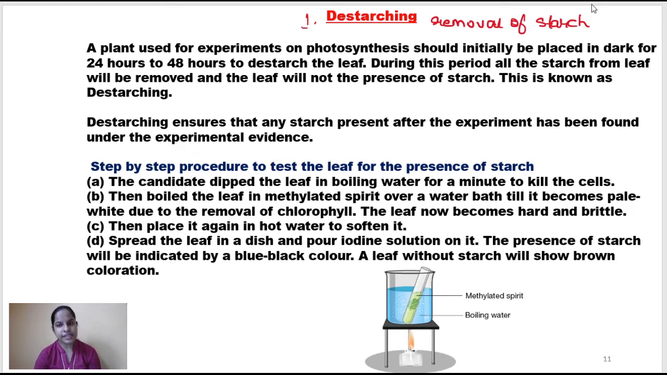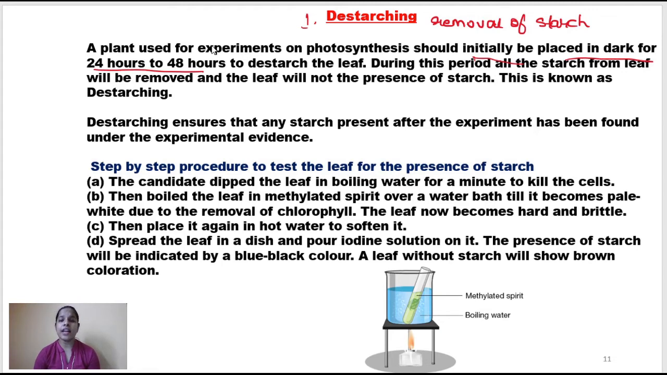So to perform the discharging of a leaf, what we have to do is keep the plant initially placed in the dark for 24 to 48 hours. If we keep the setup in the dark for 24 to 48 hours, whatever starch is present is utilized by the plant for survival. This ensures that when we perform the experiment, there is no preformed starch present in the leaf.